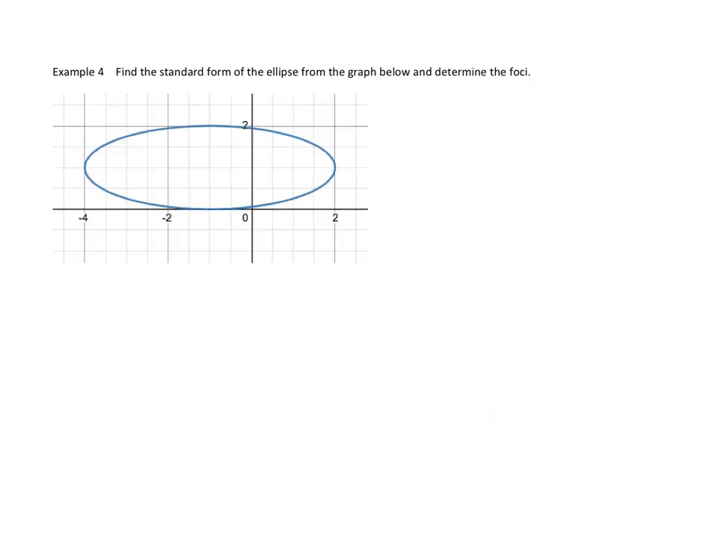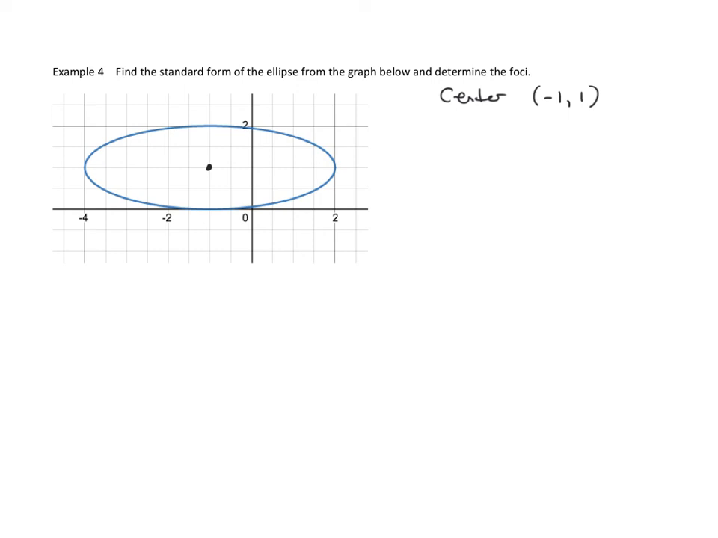In this last example, we want to find the standard form of the ellipse from this graph here. And the center of this is no longer at 0, 0. I mean, it kind of looks like the center is here, so I'm going to go ahead and mark that. It appears that the center is at, it looks like -1, 1. It's not really marked on here, but we count over 1 and go up 1.